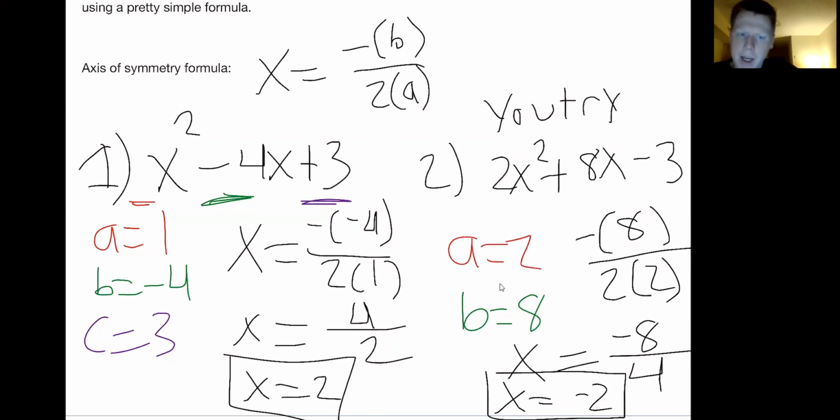And keep in mind what we're finding with this axis of symmetry. Remember, that's the x value of your vertex. So when we're graphing, this will go in the middle of our table. We can find our other x values, and then we can plug these back in to get our y values, using Desmos or a calculator.